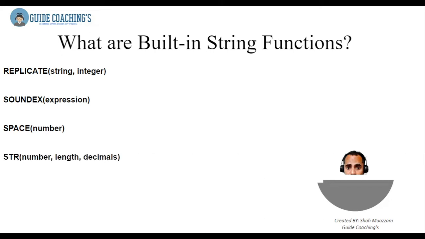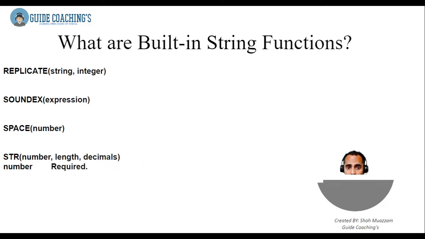Then we have str. So now str stands for string. What str does is it converts the number into string, and it takes 3 parameters. It will first take that number, then it will take the length, and then it will take the decimals, how many decimals. So basically length and decimals are the two optional fields, and the number is mandatory.